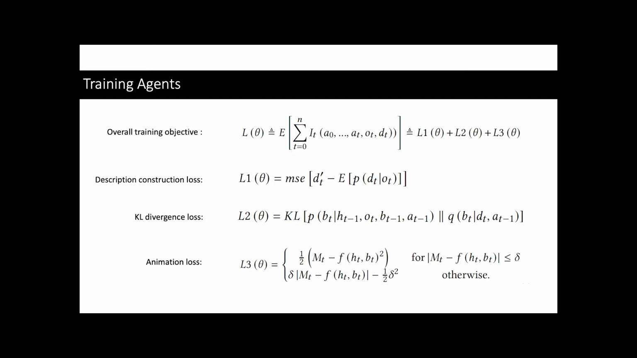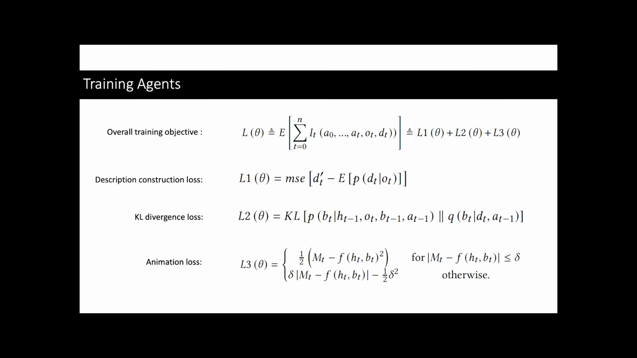RL Animate agents are trained by generating rollout episodes, where for each episode, agents are asked to imitate the motion capture clips, and they're provided the input through the objective vectors fed in. When being trained, batches of saved rollout samples are drawn from the sample buffer to calculate losses and update the model parameters. And this is our overall training objective. And these are the three loss components.